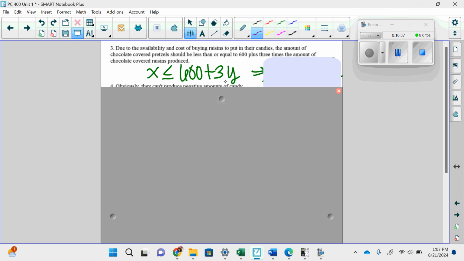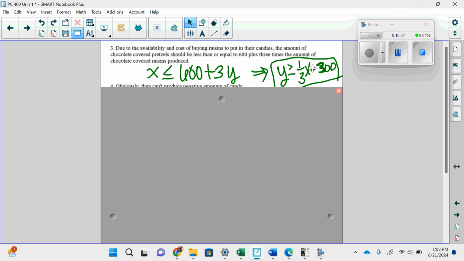Right now, this is not in standard form or slope-intercept form, so I'm going to solve this for y, subtract that 600 over, divide by 3, and we end up getting Y is greater than or equal to 1/3 x minus 200. I'm sorry, minus 300. Wait, no, 200. I said that right, wrote it wrong.